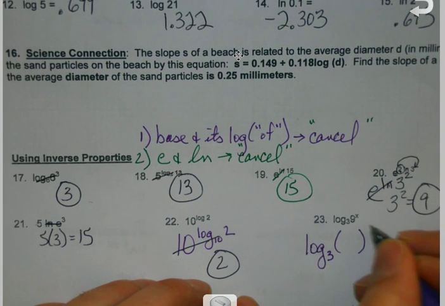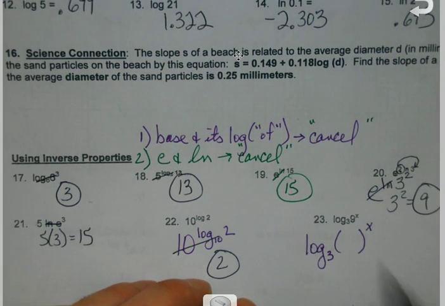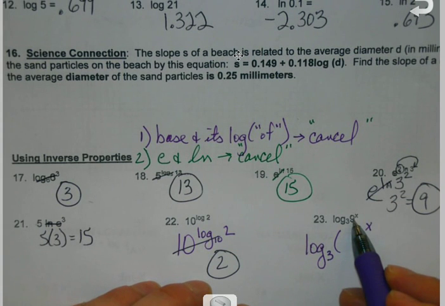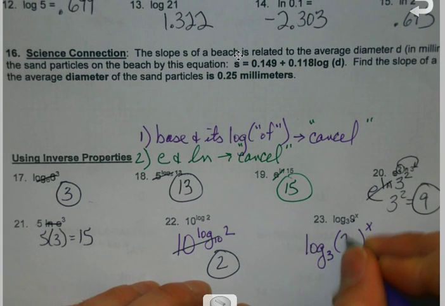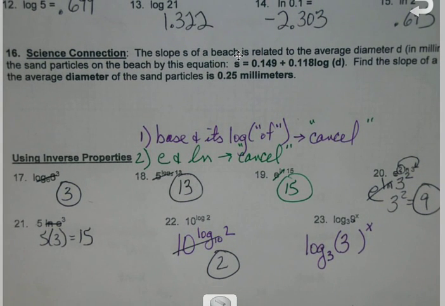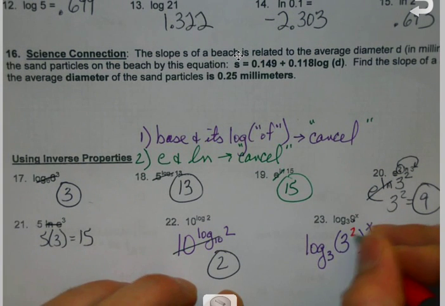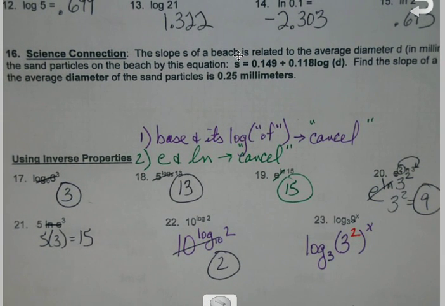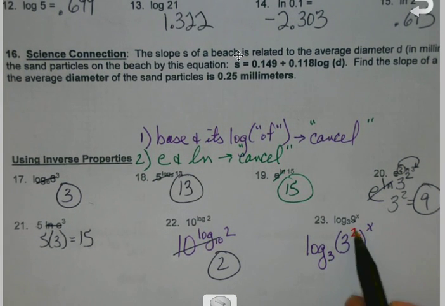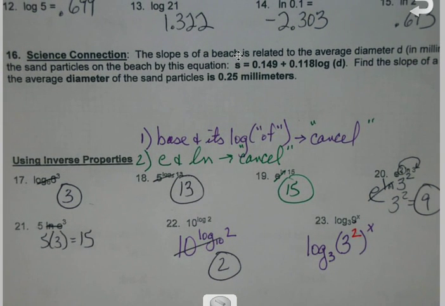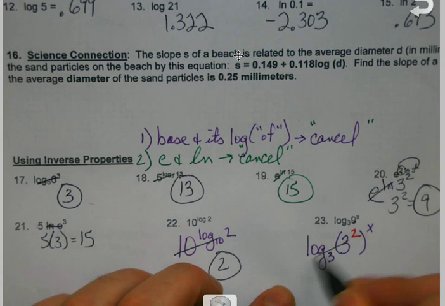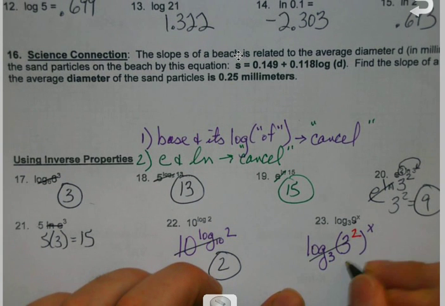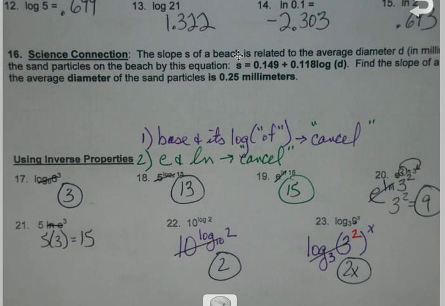So let's think about this for a minute. Can I turn 9 into something that's 3 to some power that's equal to 9? 2, because 3 to the 2nd power equals 9. I haven't changed the value of my problem, because 3 squared is 9. But here's what I have done. The log 3 and the 3 can cancel, and that just leaves me what's left.